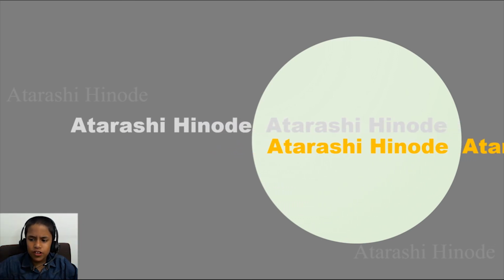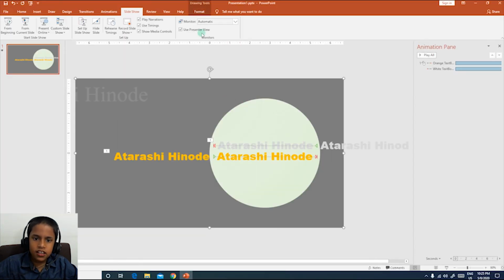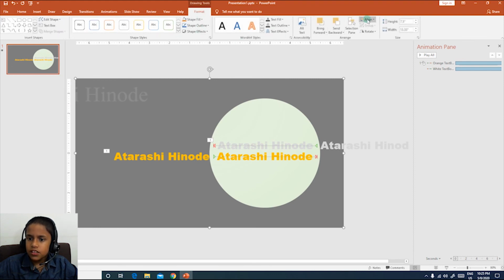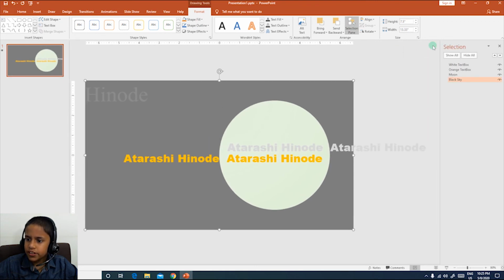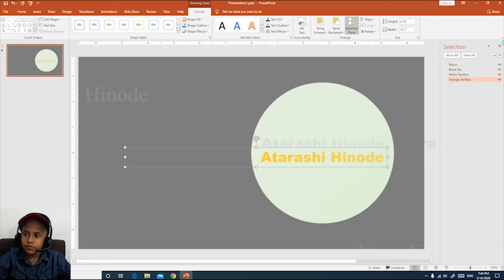Now we have just one more work, that is putting these text box behind the black sky, that is the black rectangle. So for that, select the black rectangle and then click format menu. Now click selection pane. Let me close this animation pane. Now let me select the white text box. Now right click. Now click send to back. Now I'm going to do the same to the orange text box. Now let me close the selection pane.